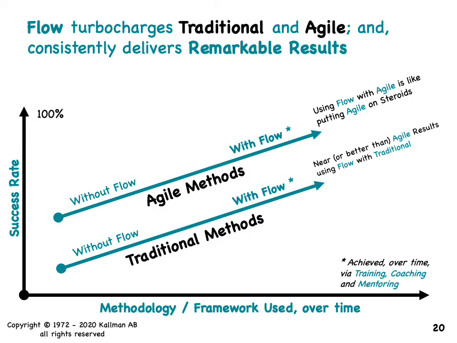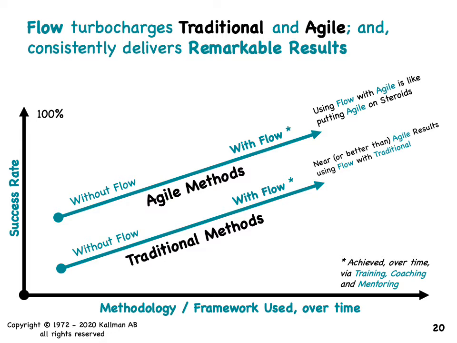Now, we have observed over and over and over again that when you use flow with traditional projects, you get agile results, or sometimes even better than agile results. Now, in some of the other videos and interviews that we have, when you take flow and apply it to agile methods, it's like putting a match to gasoline. Okay, agile methods succeed around 42% of the time. That was Dr. Sutherland that presented that many years ago.